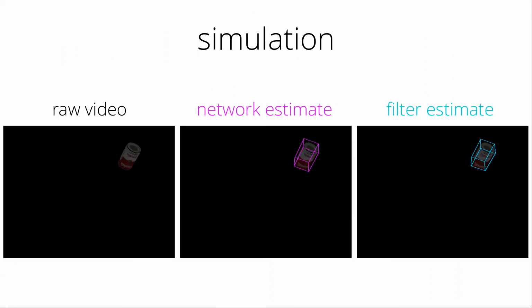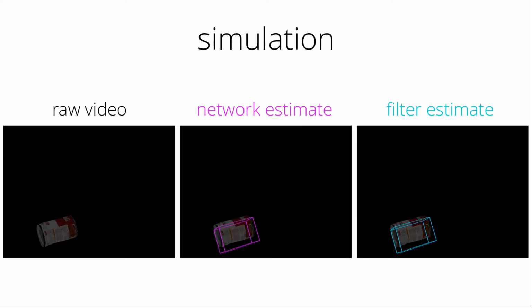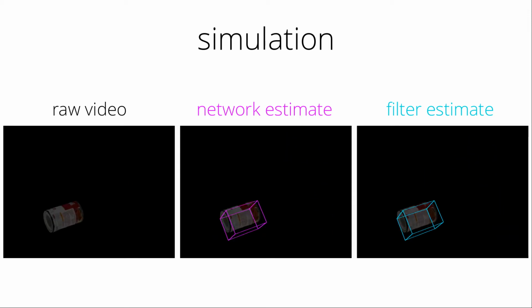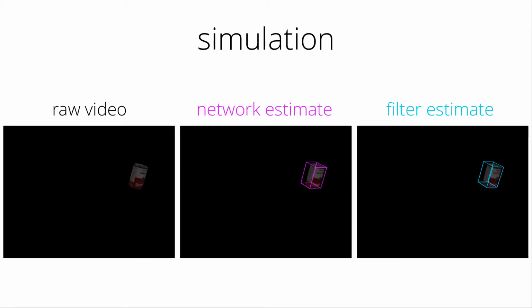So now we can implement the filter and do a simulation. On the left we have the raw video, in the middle we have the network estimate, and on the right we have the filter estimate. It's a little hard to tell from the video, but the filter generally improves the network estimate. Specifically, there's one point in the trajectory where the network makes a bad estimate, but the filter smooths it out.